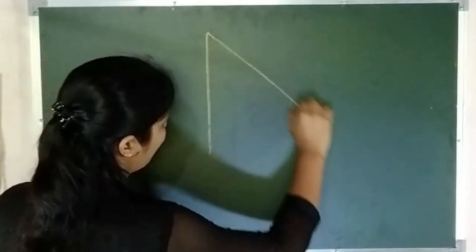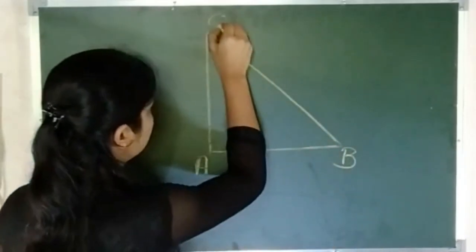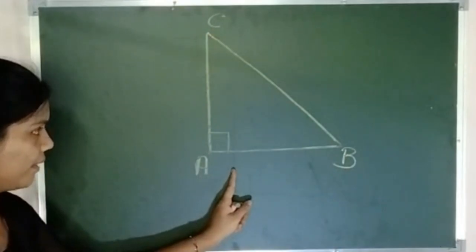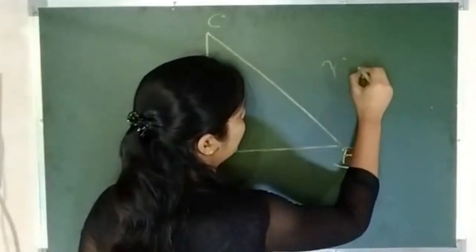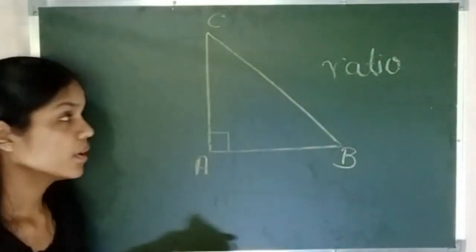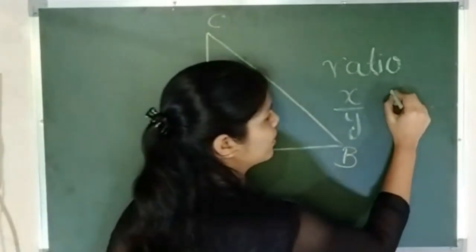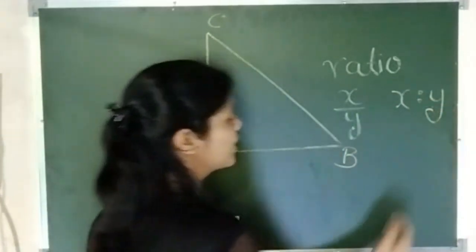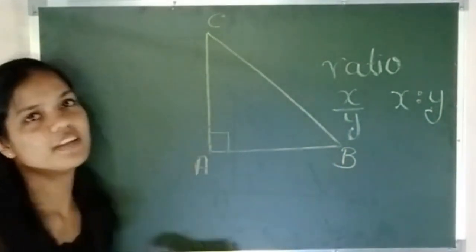Trigonometry majorly deals with the relationship between the angles as well as the sides. Now let me draw a right angle triangle A, B, C, which is right angled at A. Now we have come across the term ratio. We know what is meant by ratio. If I consider x divided by y, it is nothing but x is to y. So this is one ratio. Similarly, we have trigonometric ratios.